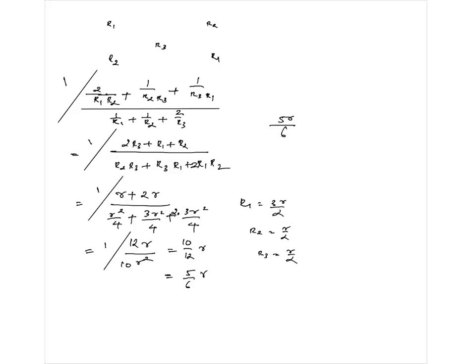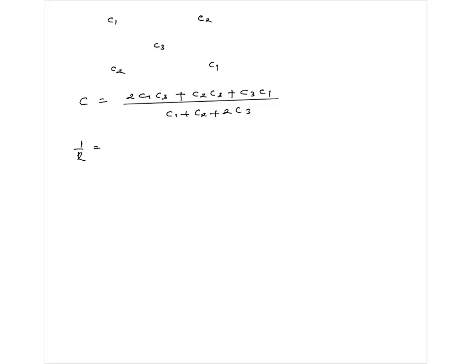Actually, I used this formula for capacitors C1, C2 and C3 type of situation. And for capacitance it is twice C1, C3 plus C2, C3 plus C3, C1 divided by C1 plus C2 plus twice C3. So this is what can be done to convert a capacitance formula to a resistance formula. Just go for reciprocal. Capacitance and resistance have a reciprocal relationship.